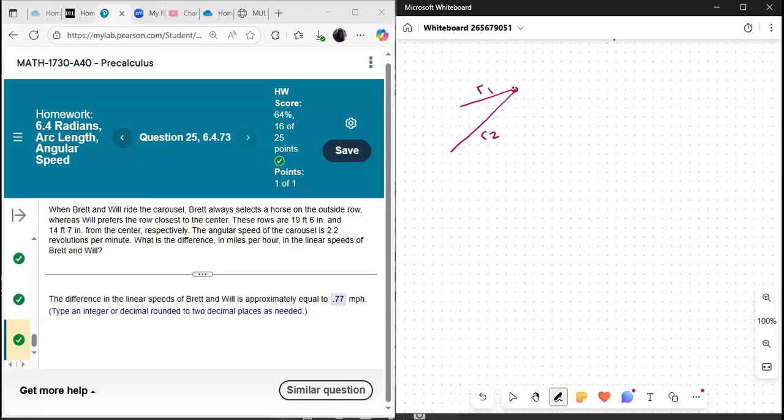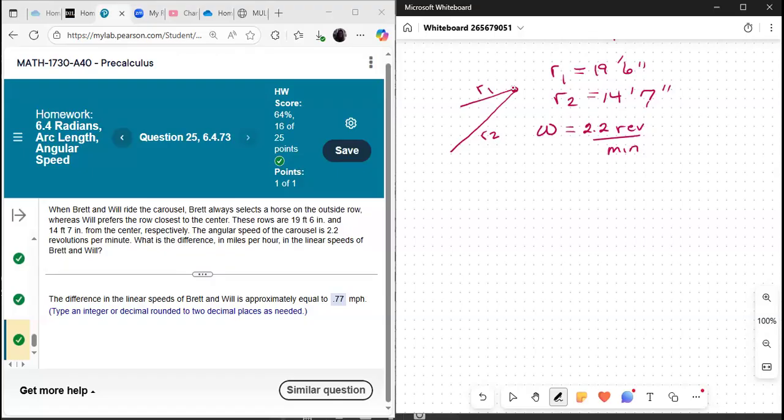Okay. So it's a carousel. We've got the center. We know R1 is equal to 19 feet 6 inches, and R2 is equal to 14 feet 7 inches from the center. The angular speed of the carousel is 2.2 revolutions per minute. Okay, so the angular speed is 2.2 revolutions per minute.